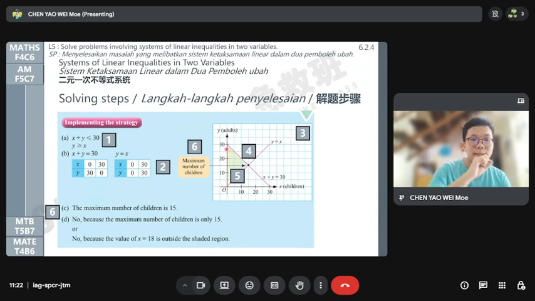You can shade it with lines like this, or you can just blacken it, no problem, but make sure you shade the region in a nice way. Don't shade the region too ugly. And number 6, you need to answer the remaining question. Sometimes the question comes out like this: what's the maximum number, minimum number?